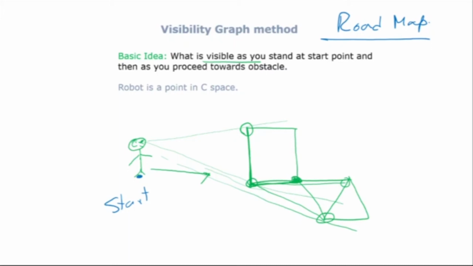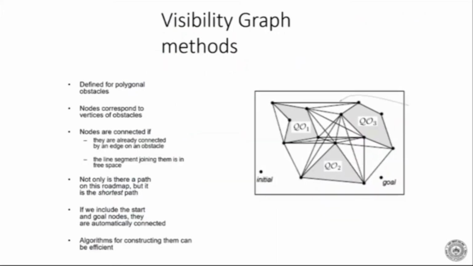So this basically means that the robot is a point in C space. You basically stand and see, which is very easy to understand. Whenever you see a vertex, you know there's an obstacle, and the obstacle has a vertex. So you go to that vertex and then you see again. What more can you see? Then you connect all of these vertices by straight lines, and that is where you get your collection of paths. Now, the visibility graph method is defined for polygonal obstacles.